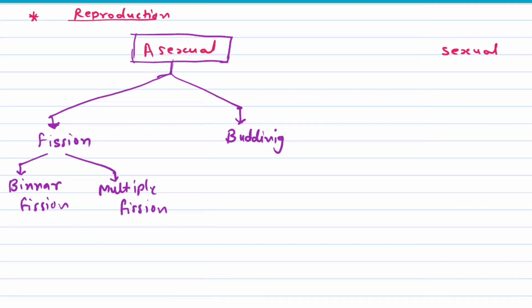Okay, and unlike asexual reproduction, in sexual reproduction we need a partner cell. We need two protozoans for reproduction in sexual reproduction. So in sexual reproduction, we have conjugation, and we also have a type called hologamy.